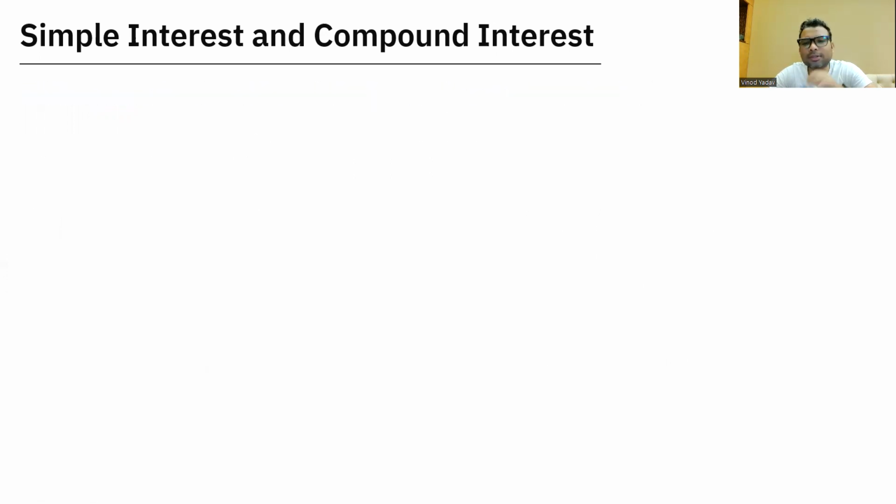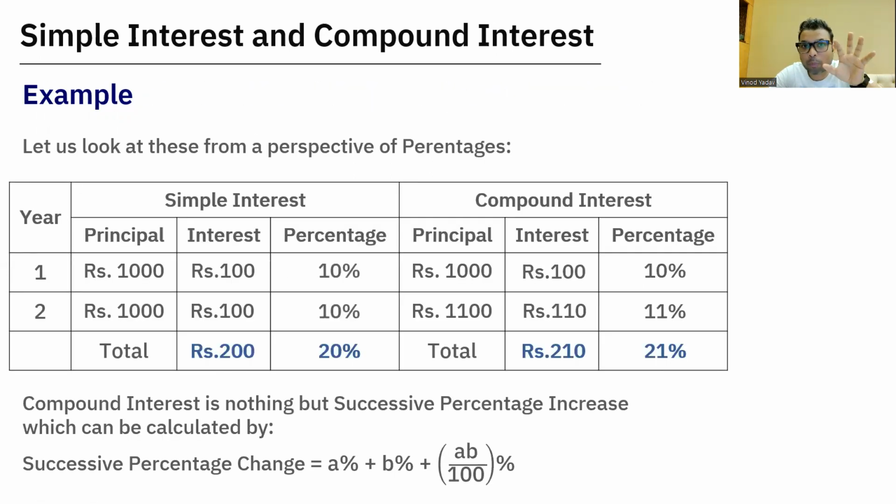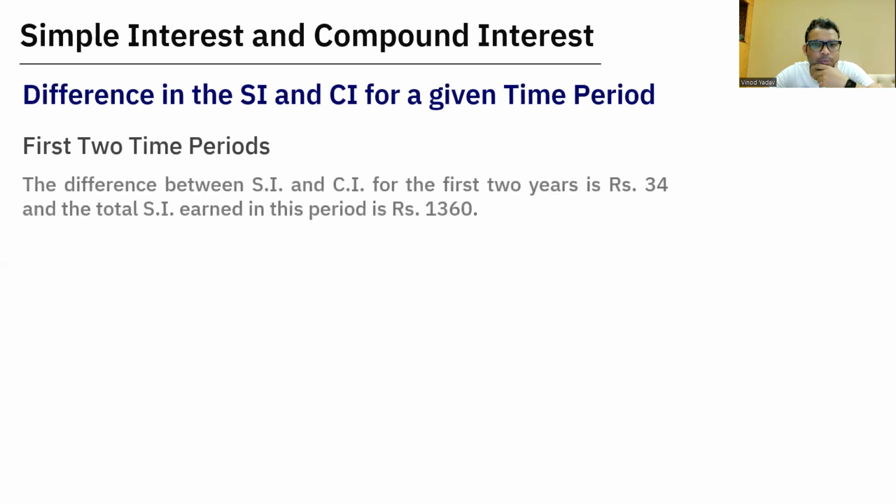Okay. This table and these examples you should remember properly as your reference point. You can always relate to them when solving questions. So let's take one question. The difference between SI and CI for the first 2 years is 34 rupees, and the total simple interest earned in this period is 1,360. So find two things: the rate of interest and the principal.